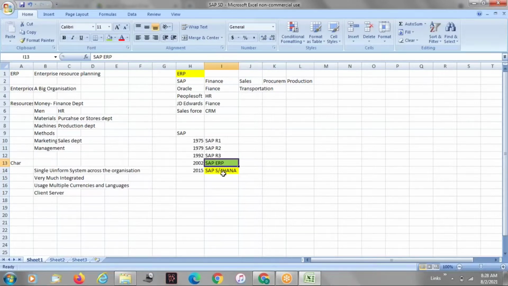SAP ERP or SAP R3 was the successor of R1 and R2. But S/4HANA and SAP ECC, or ERP, we call it SAP ECC just to have the right naming convention, are two different products. There are only some differences in S/4HANA because it's a new system, but the business functionality remains the same between SAP ECC and SAP S/4HANA.